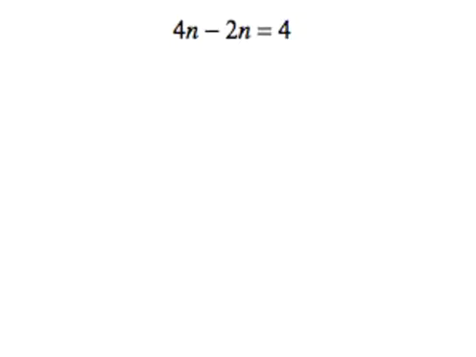So in the first example, we have 4n minus 2n equals 4. On the left side, the way that we would clean up is we would say, well, we have a 4n and we have a negative 2n, and those would be like terms. So when I combine together 4n and negative 2n, I get 2n. So now I have 2n equals 4.